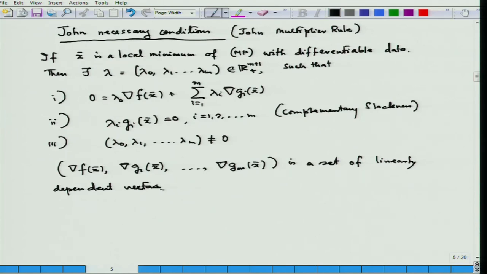Now, one might get worried about what would happen if lambda naught is equal to 0. Of course, if lambda naught is equal to 0, then f is not a part of the problem, and such a multiplier is called an abnormal multiplier. So this set of so called multipliers with the objective and constraints is called the John multipliers.